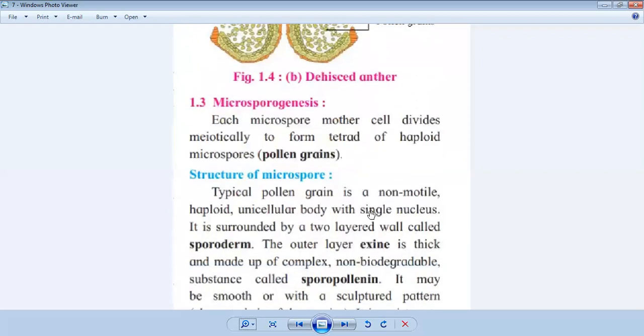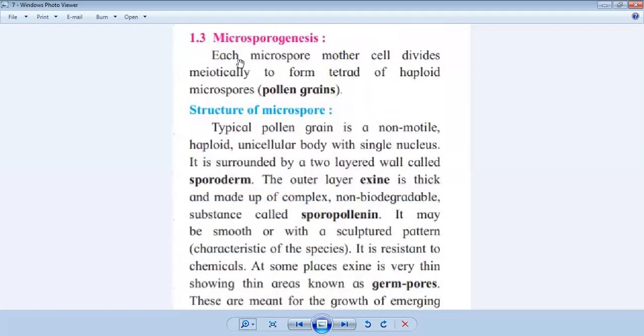Now let's talk about microsporogenesis. Each microspore mother cell divides meiotically to form a tetrad of haploid microspores, that is, the pollen grains. Let's look at the structure of the microspore. A typical pollen grain is a non-motile, haploid, unicellular body with a single nucleus.